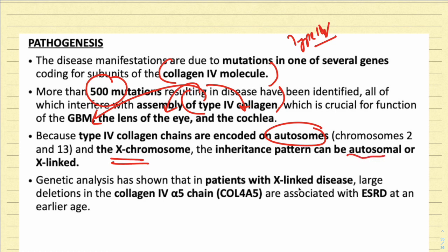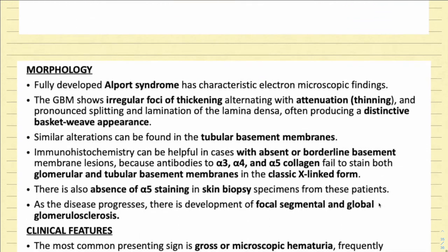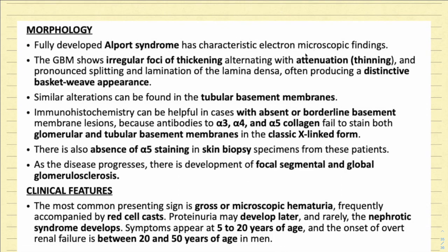Genetic analysis shows that in patients with X-linked disease, large deletions of the collagen type 4 alpha 5 chain are seen, and patients with such deletions are associated with end-stage renal disease at an earlier age. Fully developed Alport syndrome has a characteristic electron microscopic finding. Very important: the GBM has areas which become thick, and areas which become thin, thick, thin, like that. So the GBM shows irregular foci of thickening alternating with thinned out areas, and there is pronounced splitting and lamination of the lamina densa, giving the distinctive appearance called a basket weave appearance.